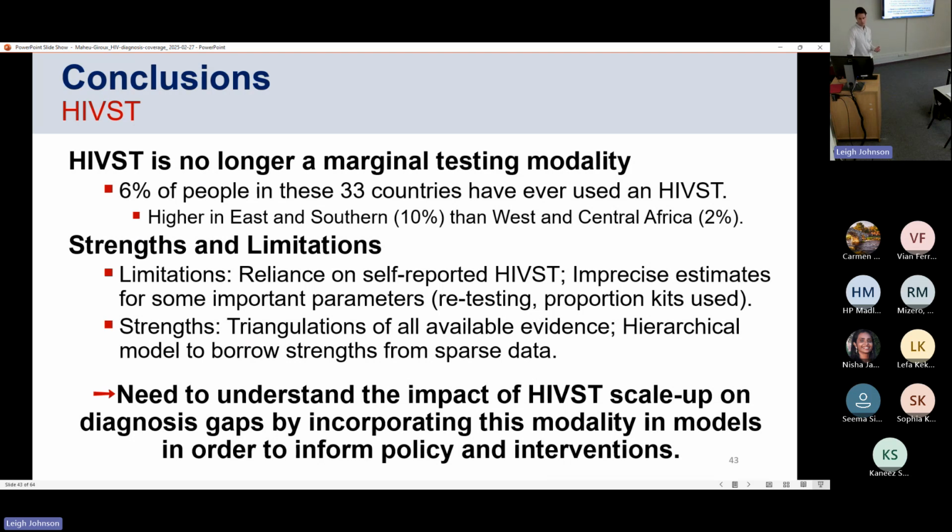And in conclusion, we need to understand the impact of the scale-up of HIV self-testing on the diagnosis gap, and incorporate this modality, because otherwise I think that in the years ahead, the interpretation of the program data by the model will be biased.